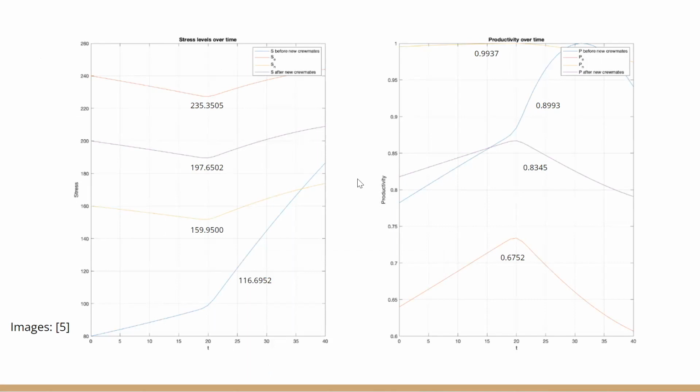And then as we could see again, the stress level without the addition of new crewmates is still significantly lower than the stress level with new crewmates. And this one actually turns out to be the best scenario in terms of minimizing stress and maximizing productivity.